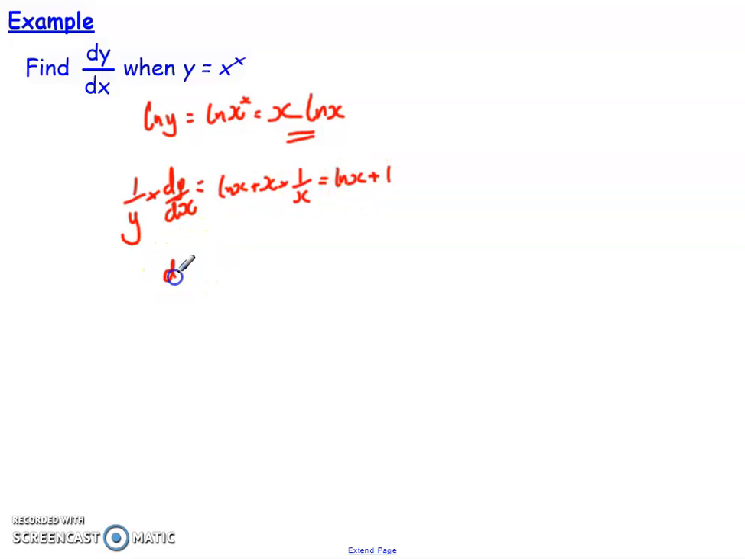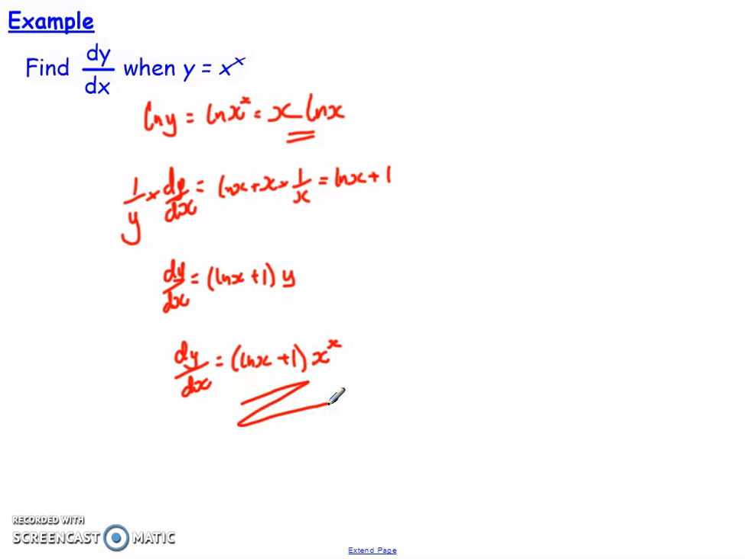So what I can then do is multiply through by y, and I get dy by dx equals ln x plus 1 in a bracket times y, and I'll substitute back in for y, and I get dy by dx equals ln x plus 1 times x to the power of x. So there you go, I've calculated my derivative like that. So again, I've used the rules of logarithms plus the rules of my differentiation, so my product rule, in order to be able to calculate it.